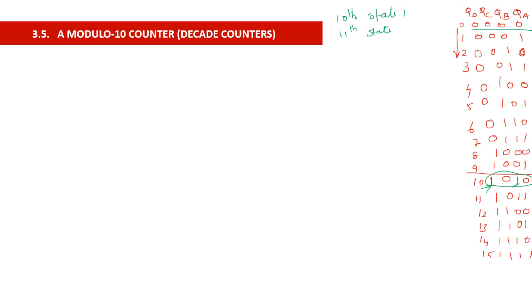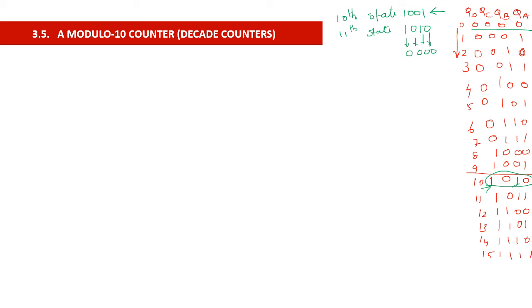10th state is 1001. 11th state is 1010. So you need up to this. So when the 11th state occurs, that is 1010 occurs, it should automatically change to 0000.